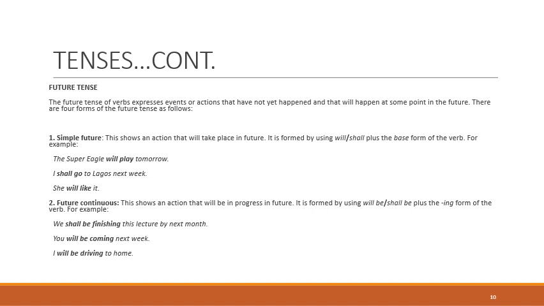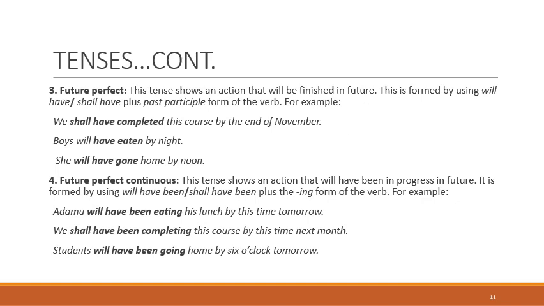We don't alter it, because remember we have said whenever you have a modal auxiliary, what comes immediately after it is the base form of the verb. That's why we should have shall be or will be in the structure of future continuous. For example, we shall be finishing this lecture by next month. You will be coming next week. I will be driving home. Like all the other tenses, in future tense we have four subtypes, namely future simple, future continuous, future perfect, and future perfect continuous.